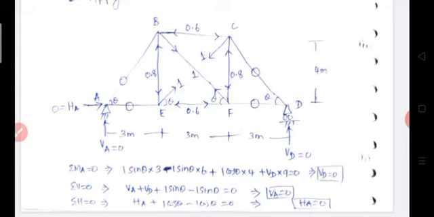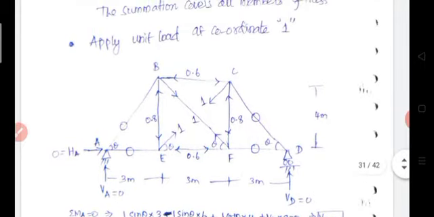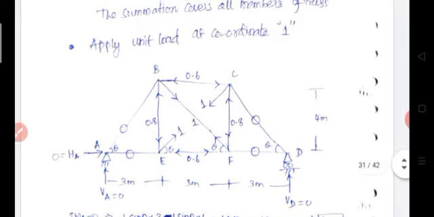Then apply vertical equilibrium equation. So there are 4 vertical forces, Va, Vd, then 1 sin theta upward, 1 sin theta downward. Okay, finally V is equal to 0. Then apply equilibrium equation, Ha is equal to 0. Then determine the member force for all the 10 members. Out of 10 members, 1 member is taken as redundant. So we should determine the member force for all the 10 members.